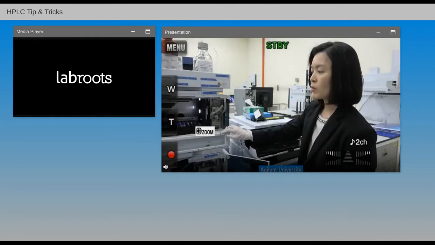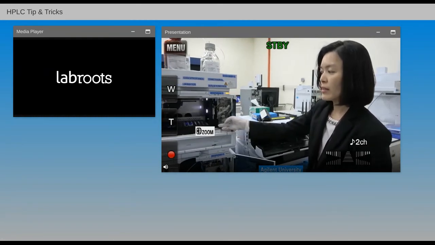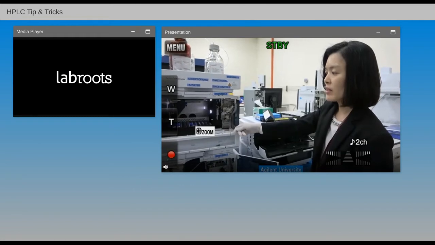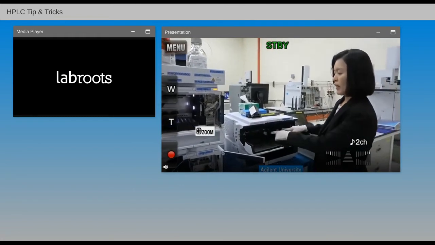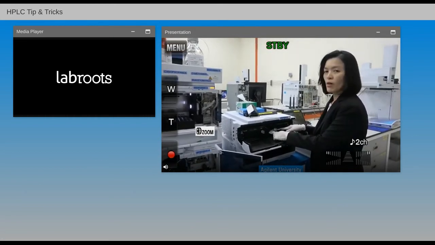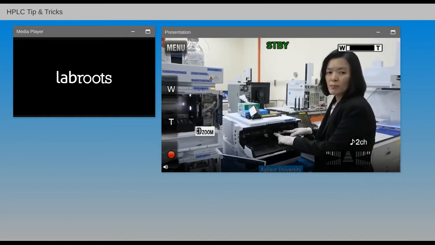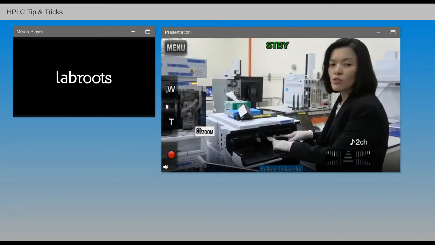Next, we will look into the HPLC column. So the solvent that flows out from this tubing here goes into the HPLC column, which is this part. This is also a very crucial component that you need to take note of. The HPLC column is the part where separation happens, and also where the sample will pass through. It is also the heart of the instrument.